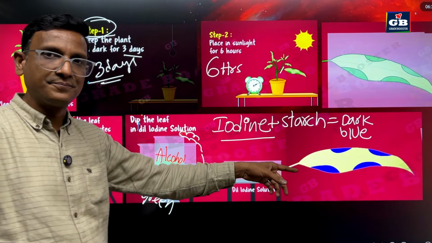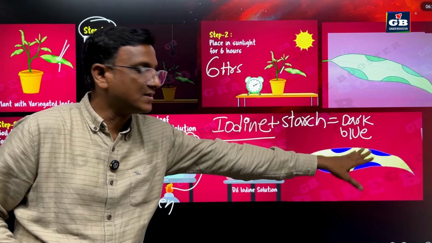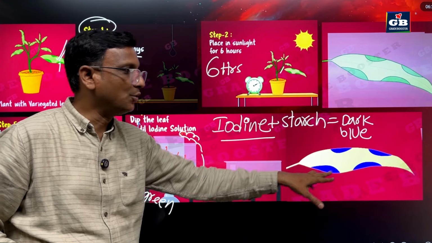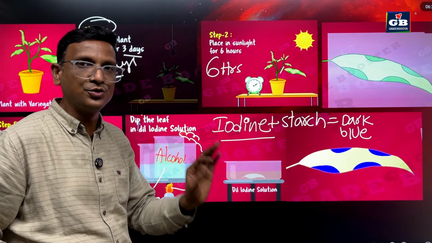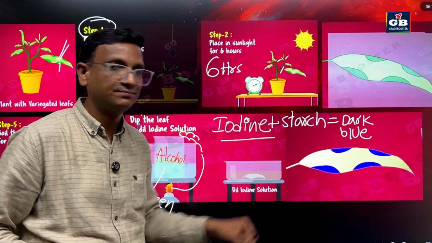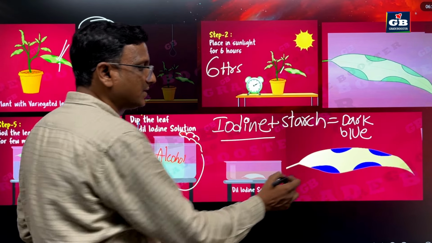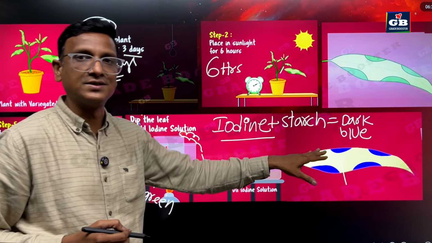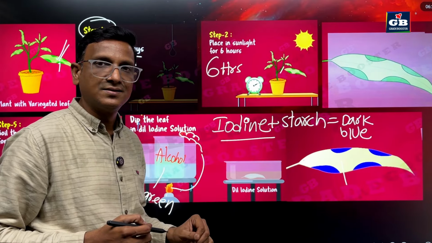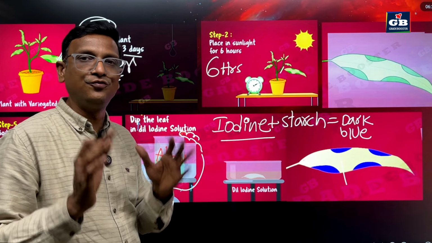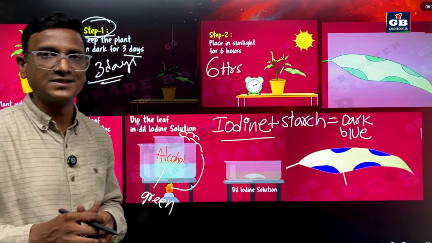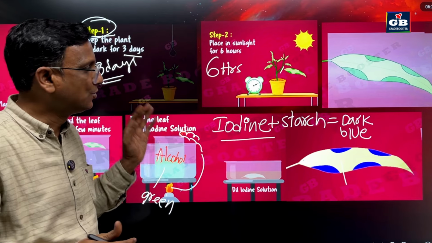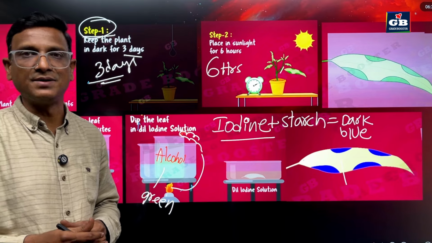Now you see the leaf, only some parts are dark blue. That means starch was formed only in those parts. Photosynthesis took place only in those parts. And this part is the non-green area. Here we can see that in that place there is no photosynthesis. Right? So by this we can understand that chlorophyll is necessary for photosynthesis. Without chlorophyll, there is no photosynthesis. We can prove it by doing this variegated leaf experiment.